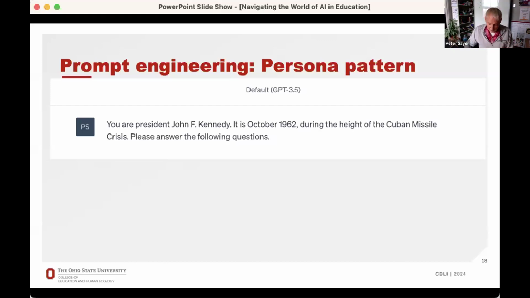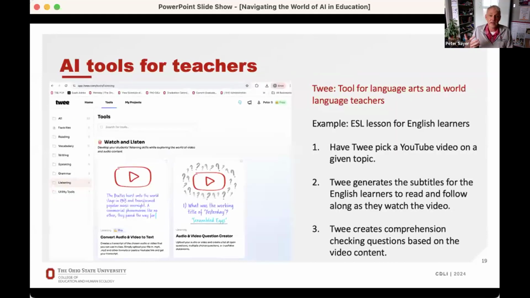We don't even have to dig him up, right? And we can interview him and figure out what's going on. Again, for the students, that can be a really immersive, engaging experience.